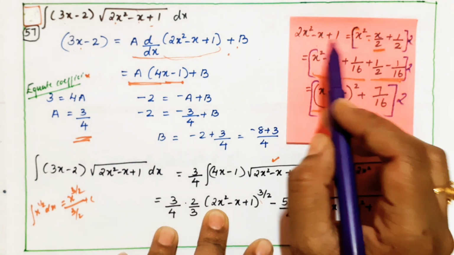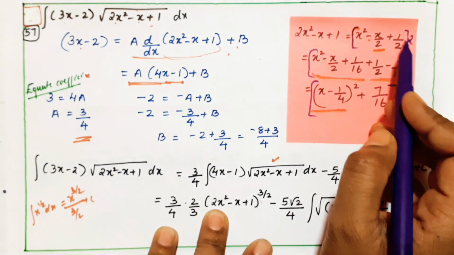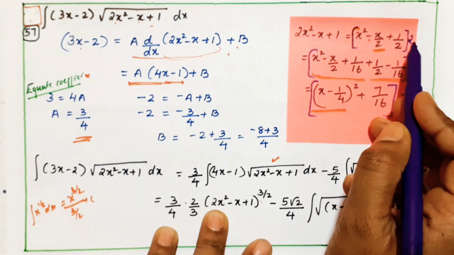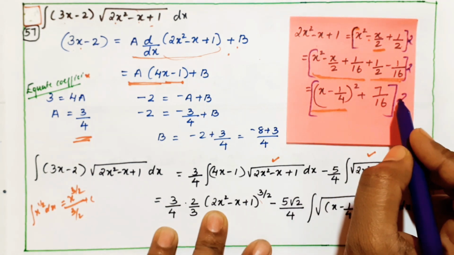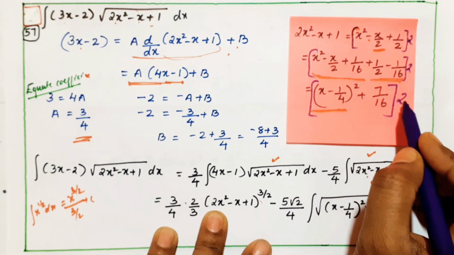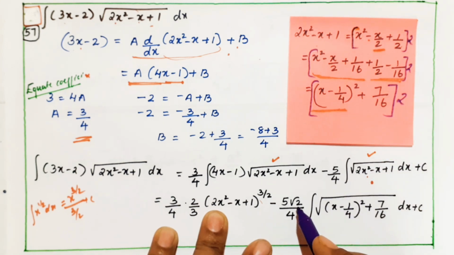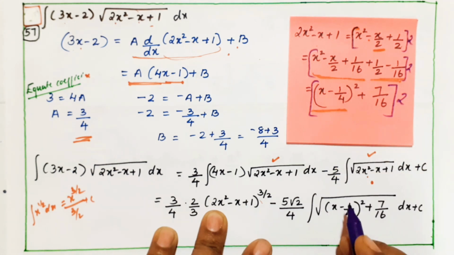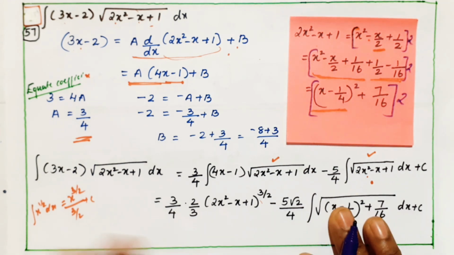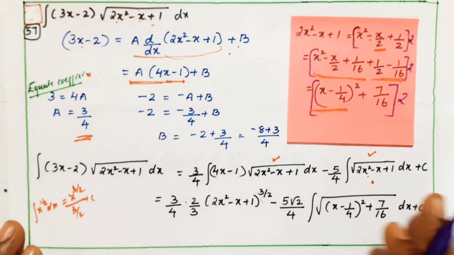So here this 2, I told you we are dividing with the 2. But when we are dividing by 2, here there is a 2, right? That 2 only we are writing here. We did not write it here. Now I have written 2 and that 2 only will come here. So what happened for this term? 5 root 2 by 4 integral root over this term, x minus 1 by 4 the whole square plus 7 by 16 dx plus c. Clear? So now we see how we did the term.